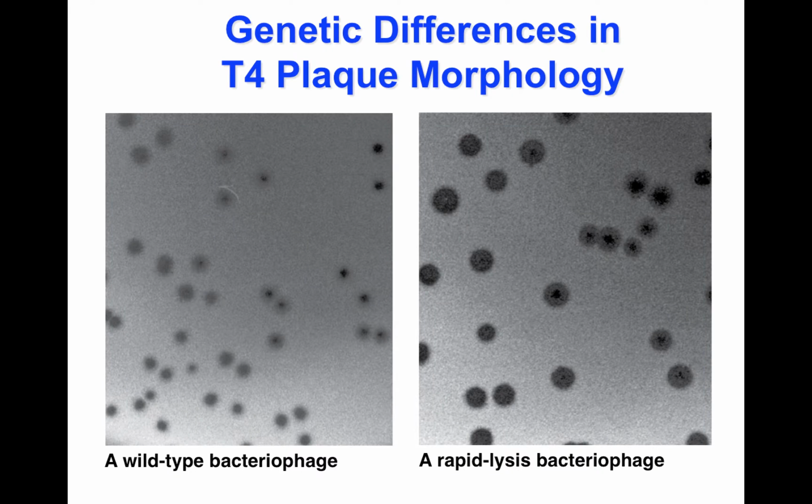There can be genetic differences in T4 plaque morphology. Here we have an example of two different morphologies of T4 viruses. This is what a wild-type plaque looks like, and this is a mutation causing something called rapid lysis bacteriophage. These plaques form very quickly and they're very large, but they often don't have very many particles in them.